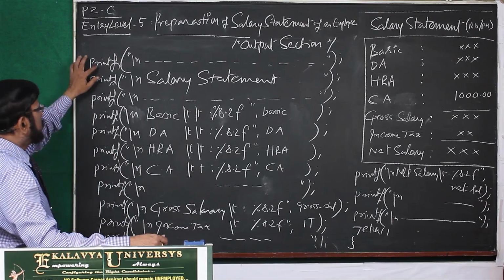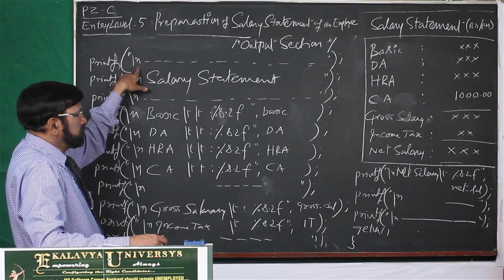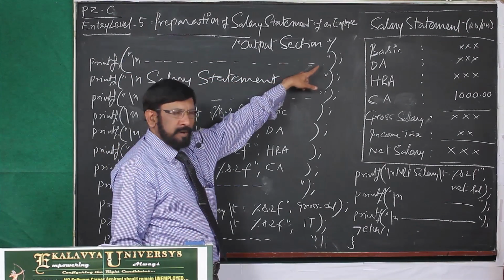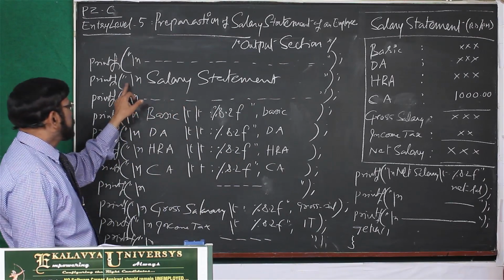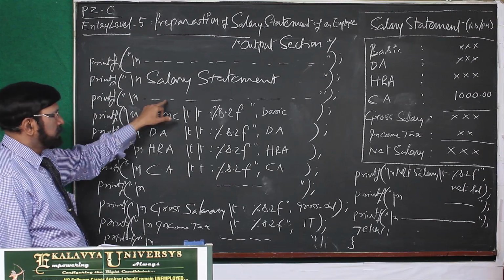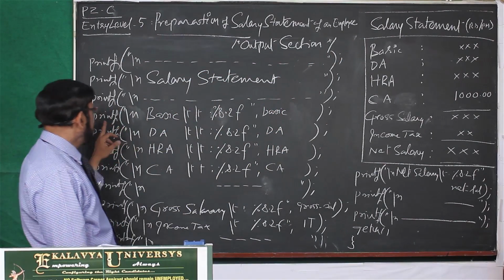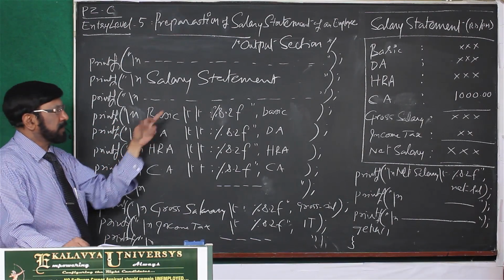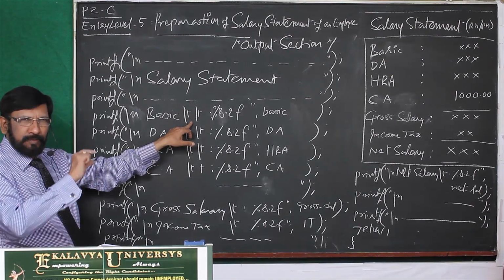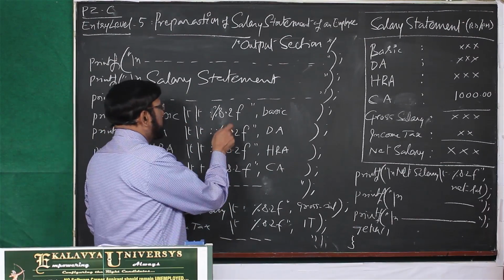Now, the first line is where we are writing printf with a new line, and a line with dashes or underscores, and you are closing it. Thereafter, you are writing the salary statement, which is a mere string. Thereafter, you write one more line here. Then basic, item by item, and for the sake of tabs and all that, we are writing horizontal tabs. This code is very important.